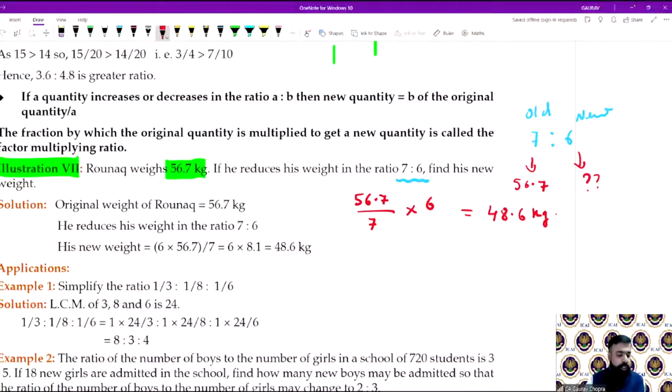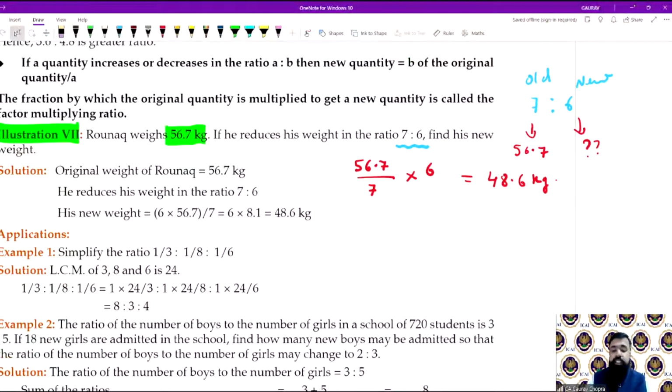Aditya is asking, please share the PPT on the BOS application. See, this is basically our study material and the PDF is already available on the BOS application. You can download it from there. If you have the hard copy of the book, you can see it from there. Otherwise, you can download it from your BOS knowledge portal. So 56.7 divided by 7 and multiplied by 6, you will get the required result as 48.6 kilograms.